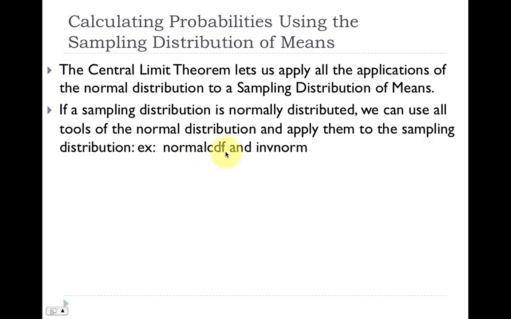Using normal CDF allows us to answer probability questions when dealing with a normal distribution. Because we made the connection between probability and area, normal CDF gives us the proportion of area underneath the bell curve. So we can use the proportion of area to answer probability questions. As soon as we know that a sampling distribution has a shape that is approximately normal, we have the ability to use normal CDF to answer questions regarding probability.